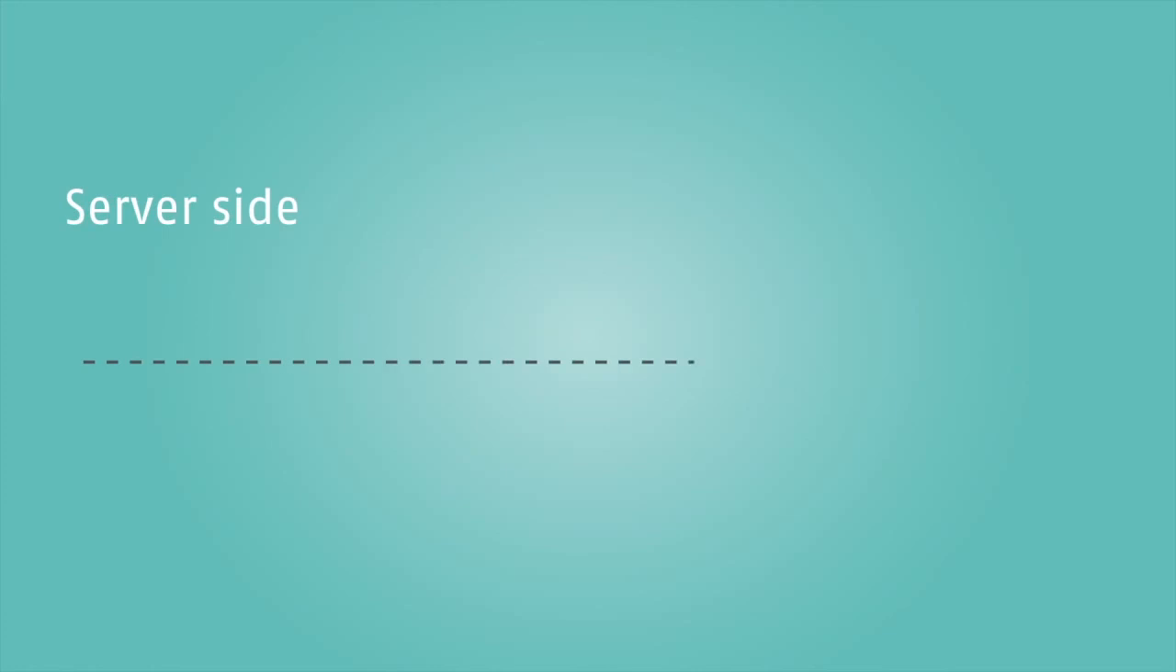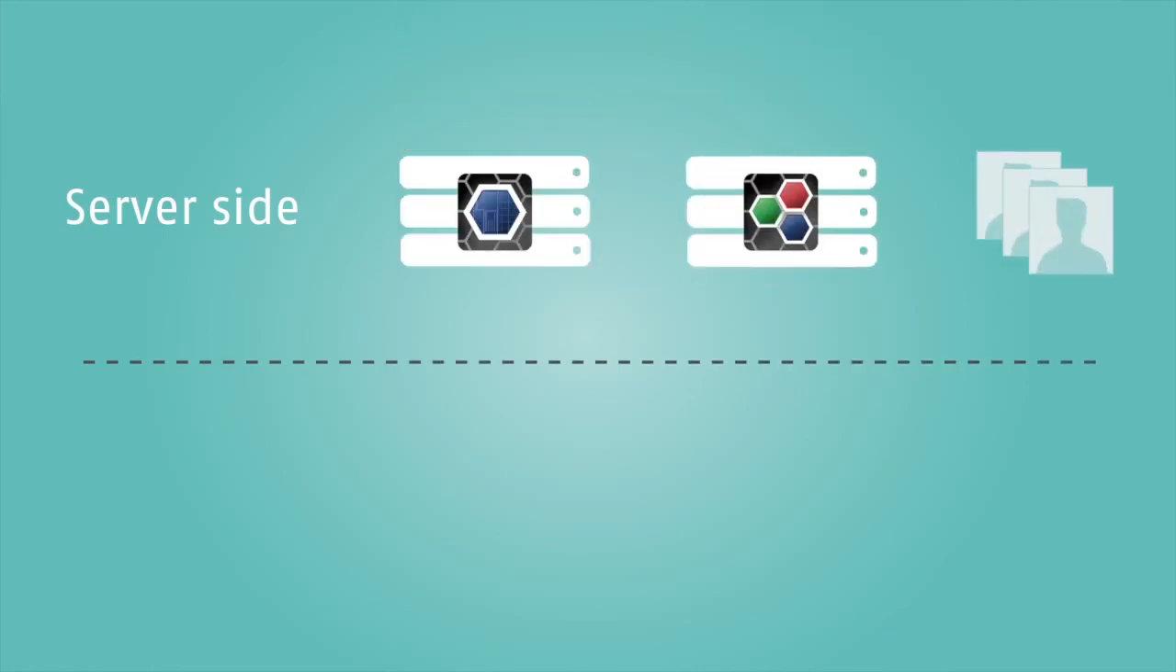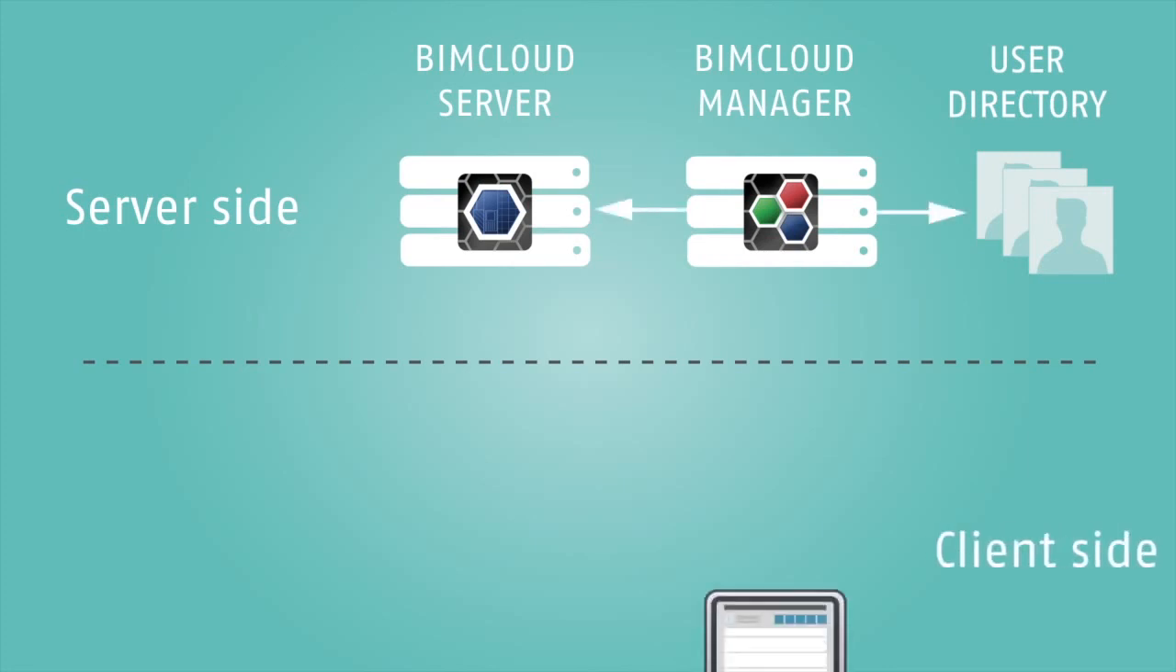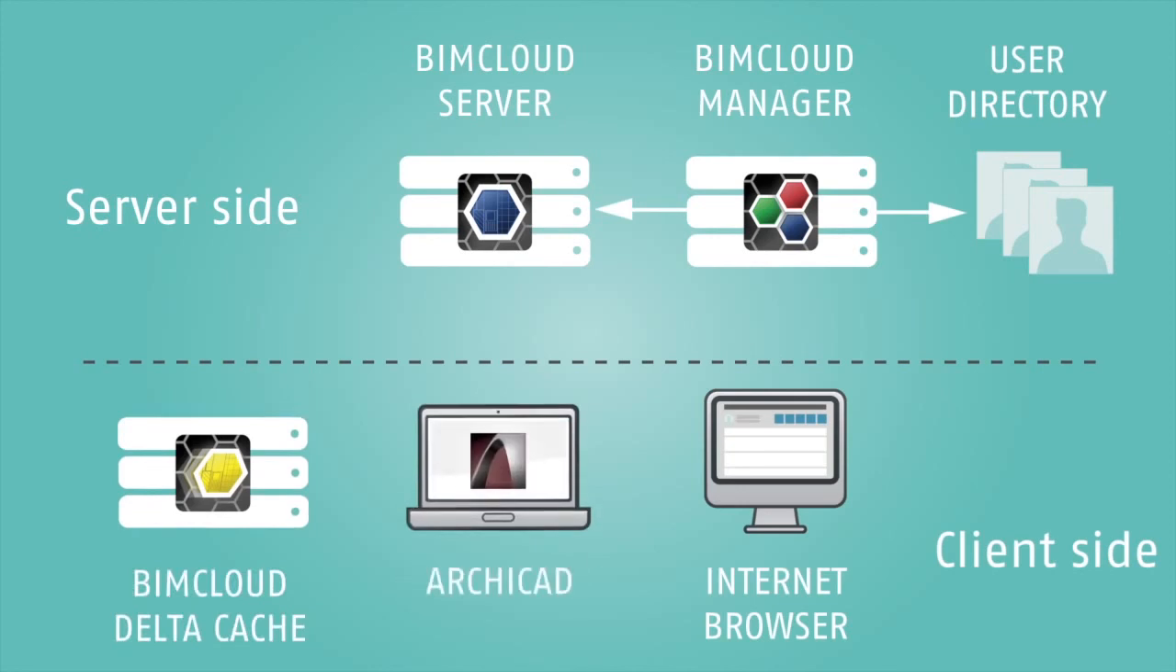The top side is the server side. Here are all the servers that manage all the communication toward the client side. These are the BIM Cloud server, the BIM Cloud Manager, and the user directory that the BIM Cloud Manager connects to. The bottom side is the client side, where the browser, cache, and ArchiCAD are located.